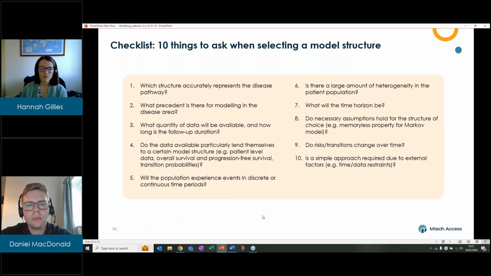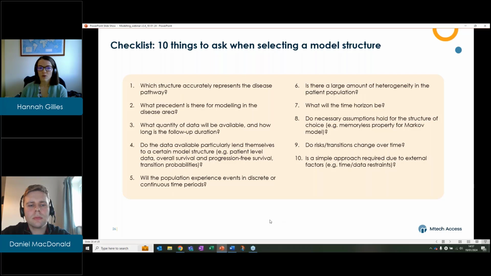So we just wanted to finish off with a checklist of 10 things to ask when selecting a model structure. This choice is usually made relatively early in projects, so it's often not possible for model developers to switch to a different model structure, and therefore it's really important to thoroughly consider the options and choose an appropriate model structure early on. So first of all, which structure really represents the disease pathway? This is something that we've talked about throughout, and is one of the first things that should be considered. One way to help with this is looking at whether there's any precedent for modelling in the disease area.